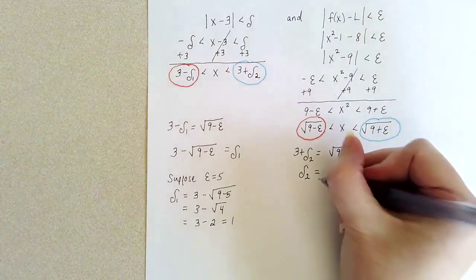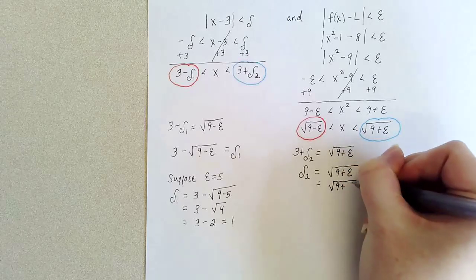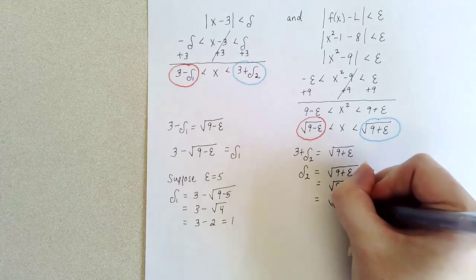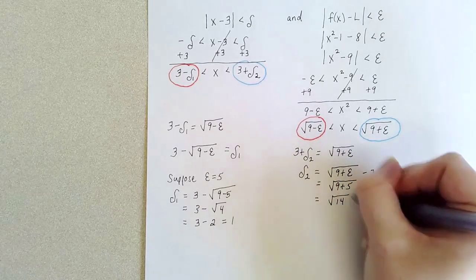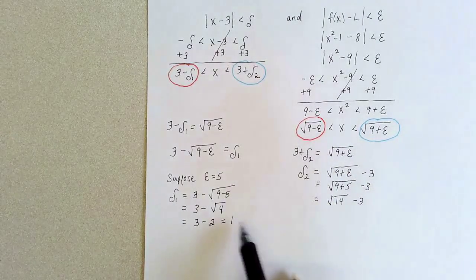So I'm going to go ahead and plug in the 5 over here as well. So this is going to be 9 plus 5 underneath my square root minus 3. This side doesn't turn out quite as nice. This is the square root of 14 minus 3. And I don't actually know what that is without a calculator, but I do know that this value is smaller than 1. How do I know that?